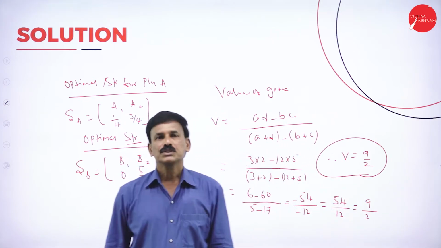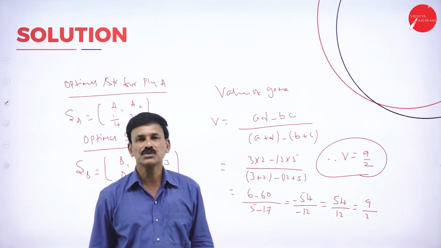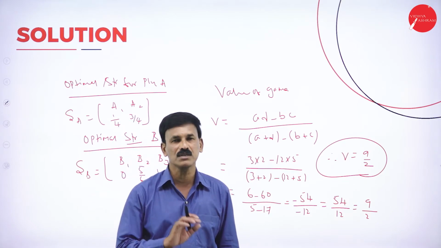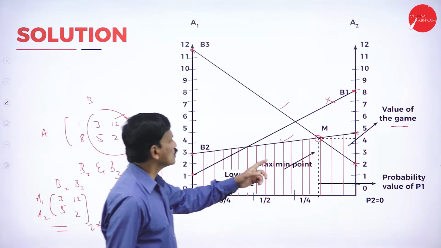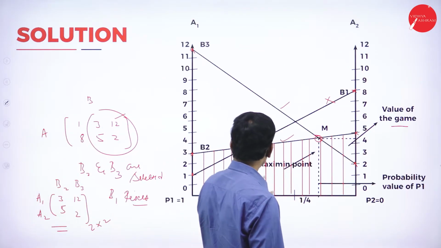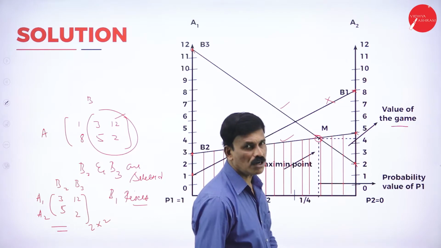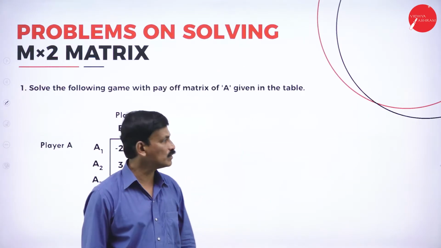Hope you followed. So this is how we solve using graphical methods. Here we represent the points on the graph to find the maximum point using the lower and the upper envelope. That's it. Let us take one more problem.